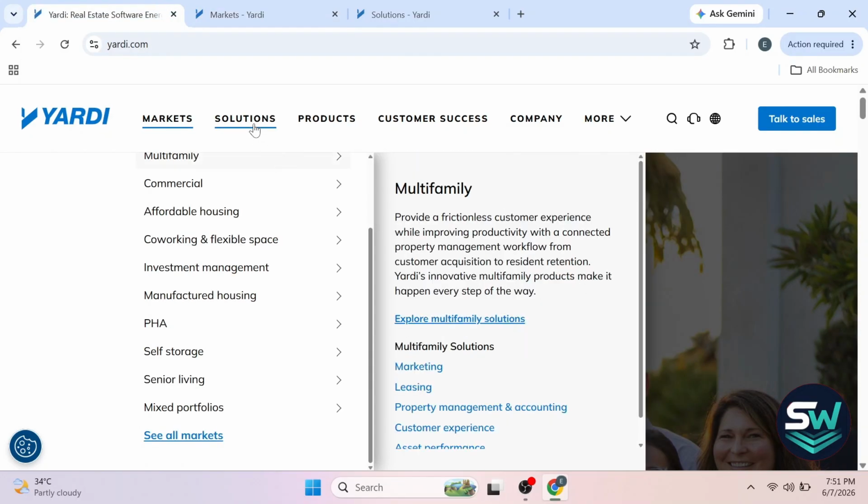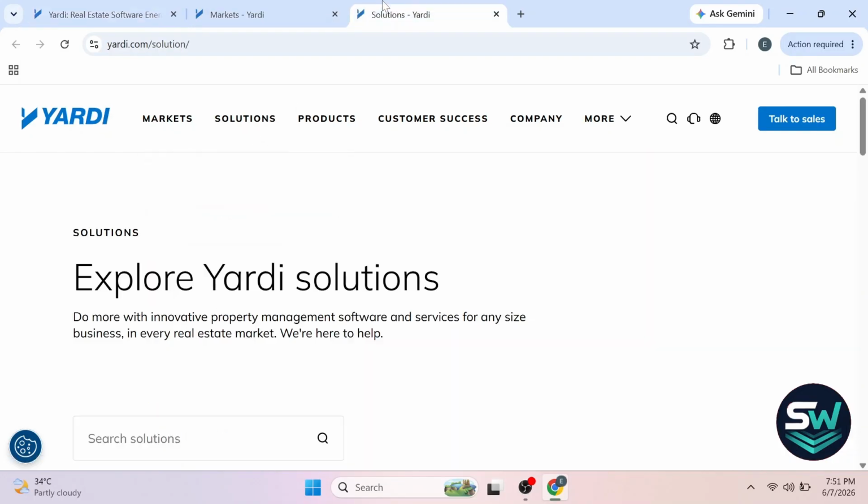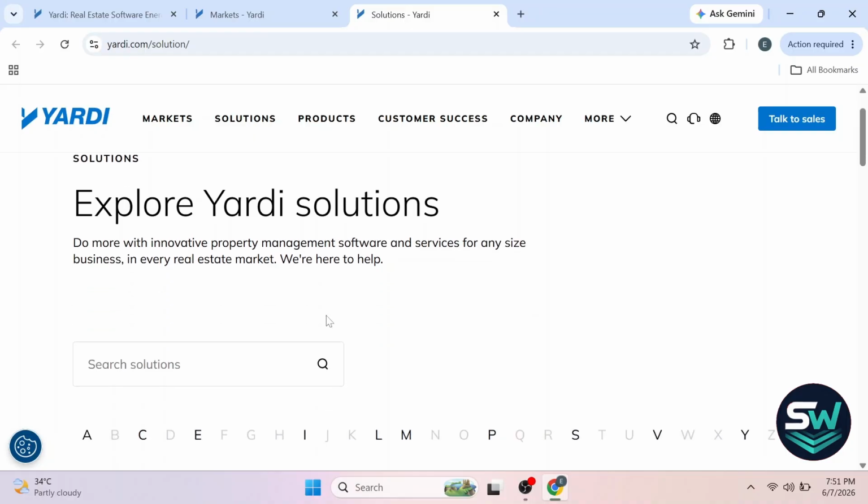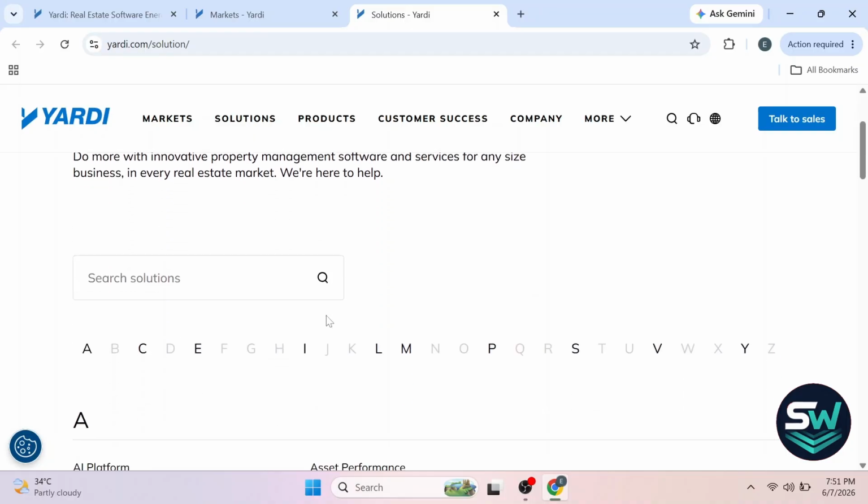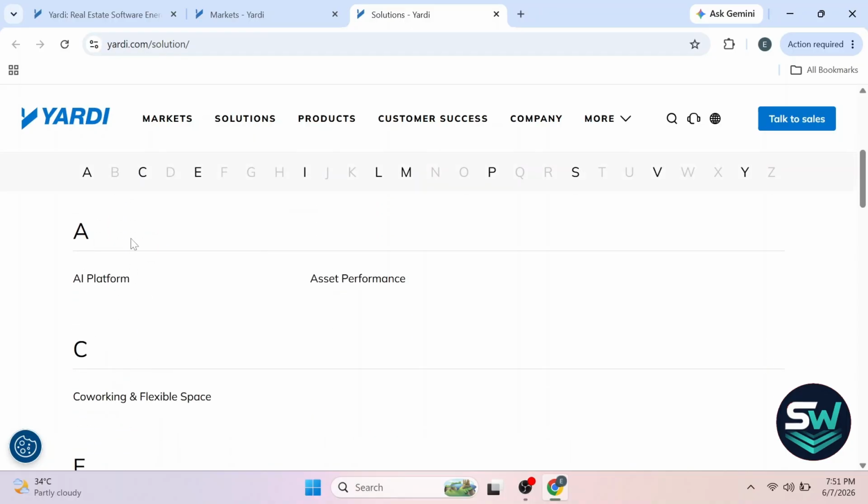Next, let's explore the solution section right over here. So this area highlights specialized technologies and business tools available across the Yardi ecosystem. So first we have the AI platform.